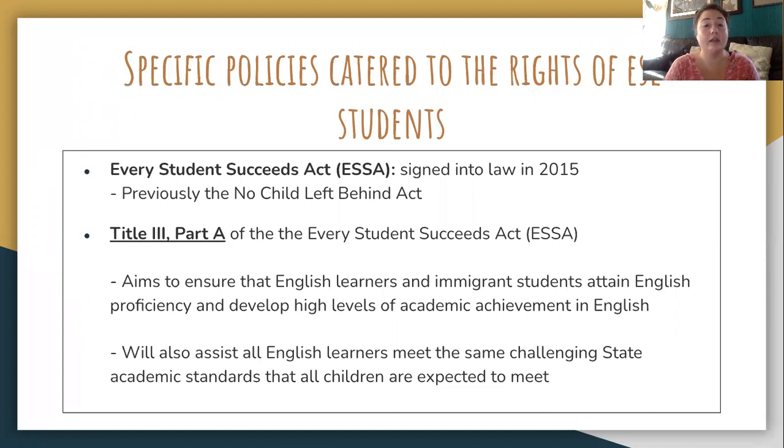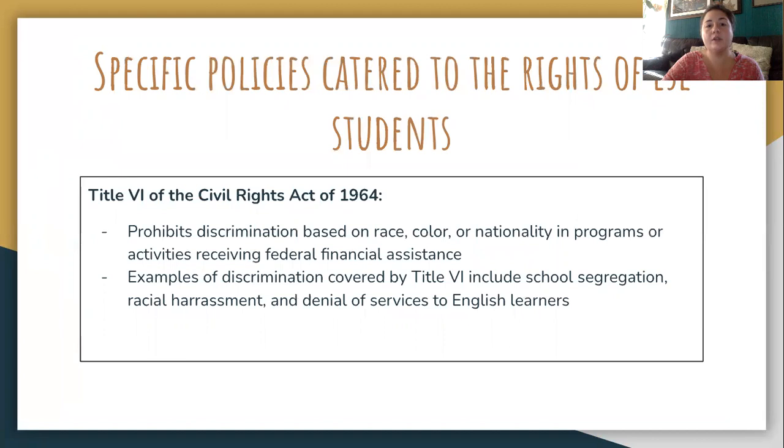Also assisting all English learners to meet the same challenging state academic standards that all students are expected to meet. The next one that I want to talk about is Title VI of the Civil Rights Act of 1964. So this one prohibits discrimination based on race, color, and nationality in programs or activities that are receiving federal financial assistance, aka the public school system.